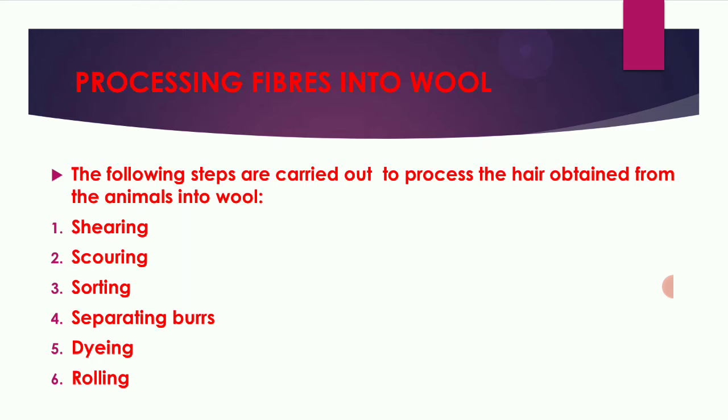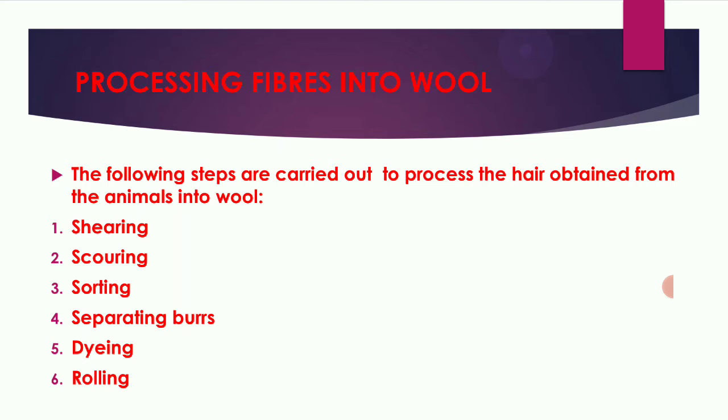Now, these can also be seen on some sweaters that we wear. They are separated and the process of scouring is repeated. Separating means taking out the best wool. Next, dyeing. After separating the best wool, the next step is to give the color. The hair of the sheep or goat is naturally black, brown or white in color. Now, they have to be dyed into different colors. That is called dyeing.